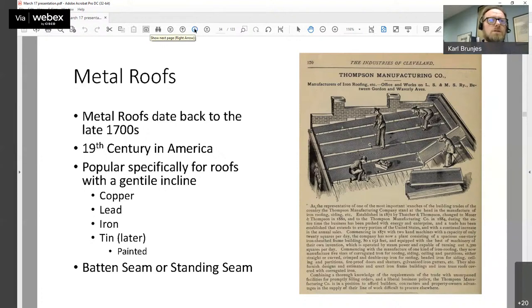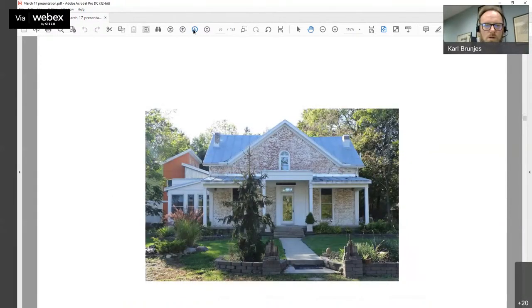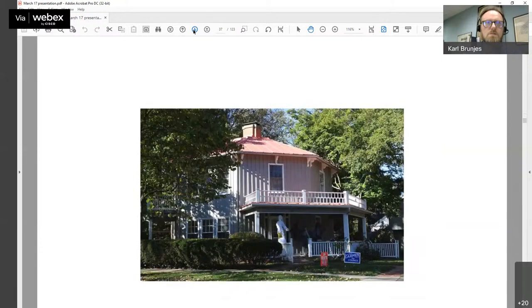And the two that were the most appropriate for this time period in the 19th century would have been the batten seam or standing seam metal roof. These are more prevalent in rural areas, but there are some in urban, and they are generally used on residential roofs with a gentle incline or on accessory buildings. Next slide, please. Some examples of what these could look like.